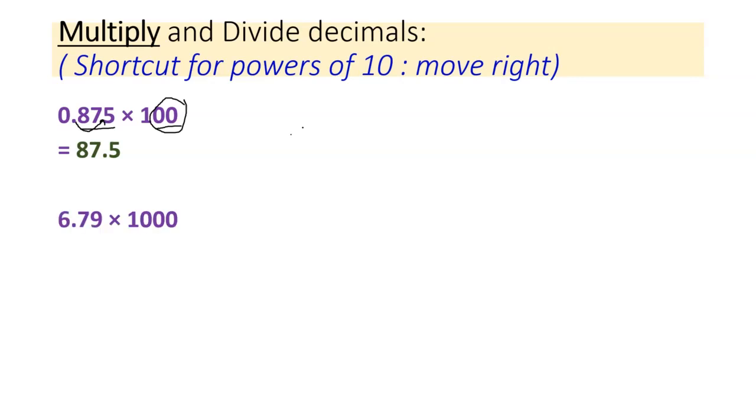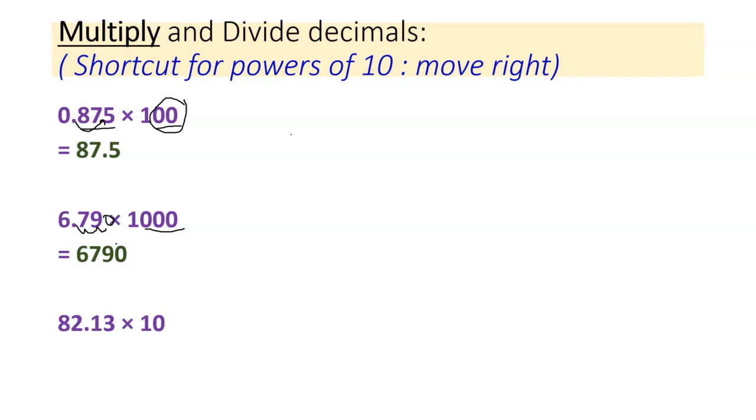6.79 times 1,000. 1,000 has three zeros, and therefore we will move three places to the right. We have 1 and 2. We do not have a third number, so we're going to use 0 as a placeholder. And therefore our final answer will look like 6,790. The key thing to remember is that whenever you multiply, your answer will tend to get bigger than the original number.